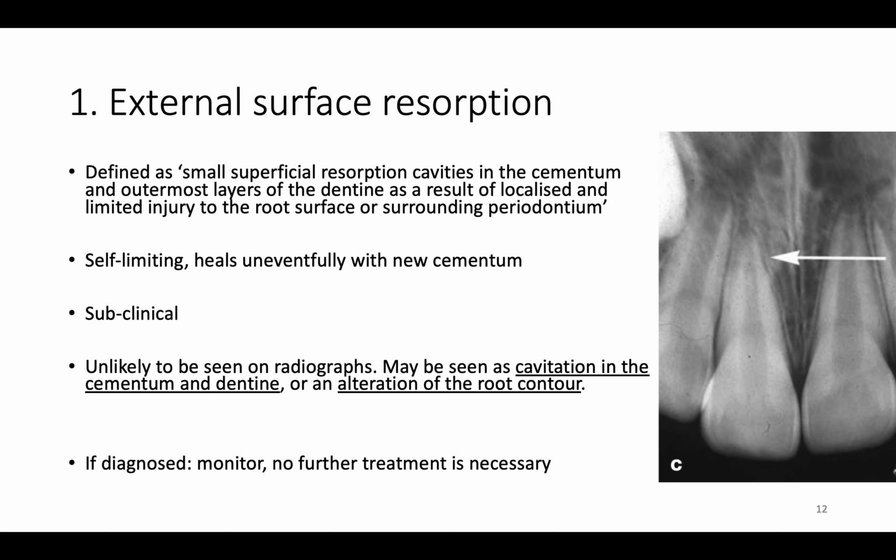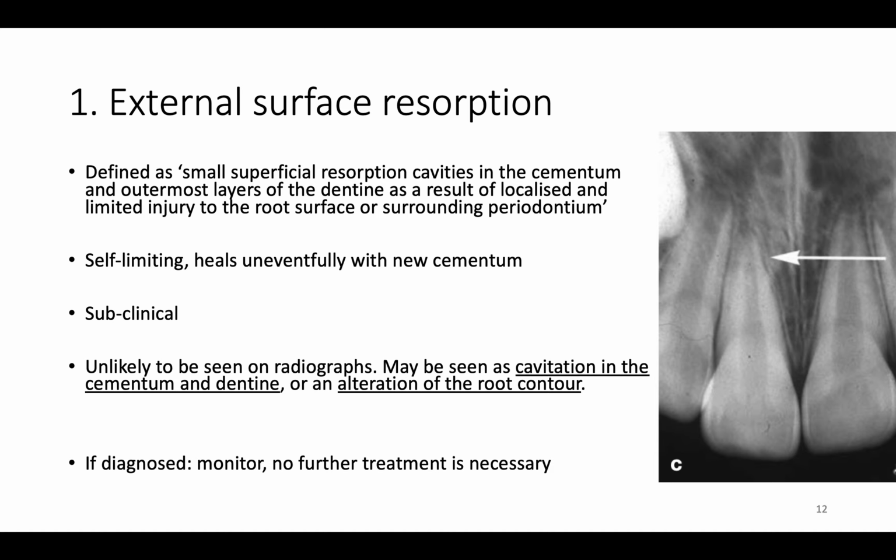Okay. So the external surface resorption is a small, superficial, shallow resorption cavity, especially in the cementum and sometimes in the outermost layer of dentine. It happens as a result of localized damage or injury to the root surface, for example, subluxation or concussion injury, or any damage to the surrounding periodontium. This process is largely self-limiting, so it will heal uneventfully with new cementum, so no need for intervention.